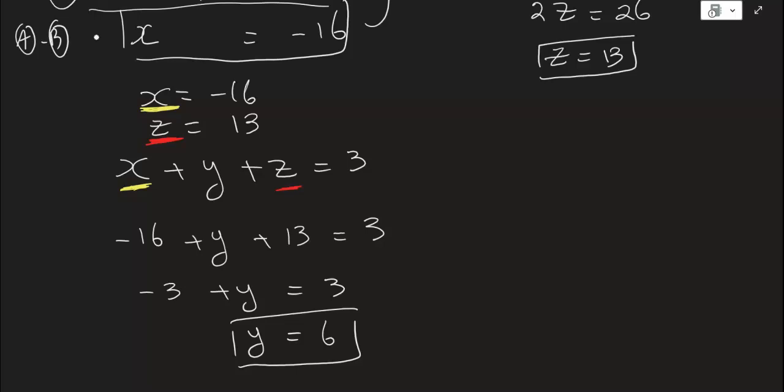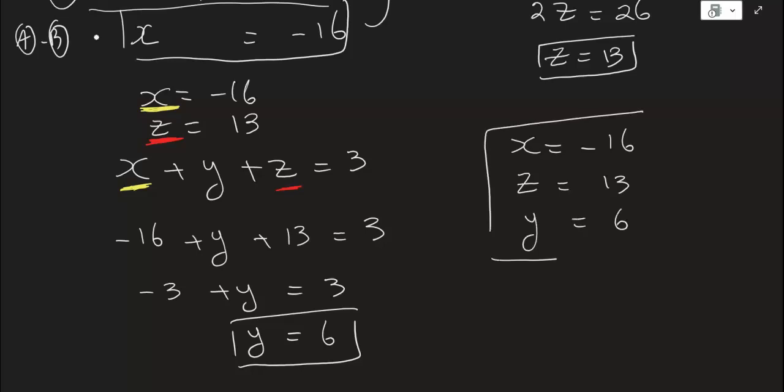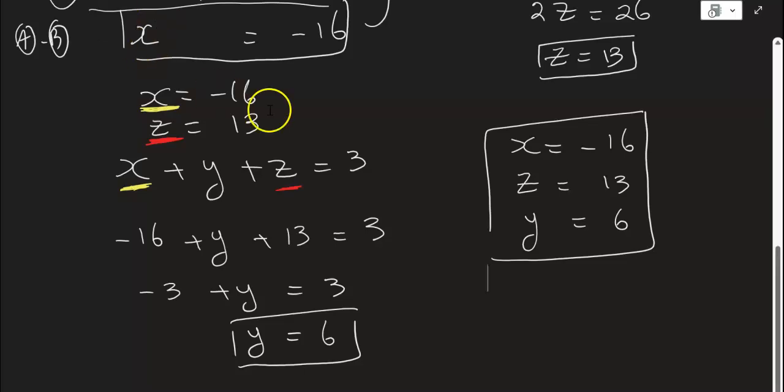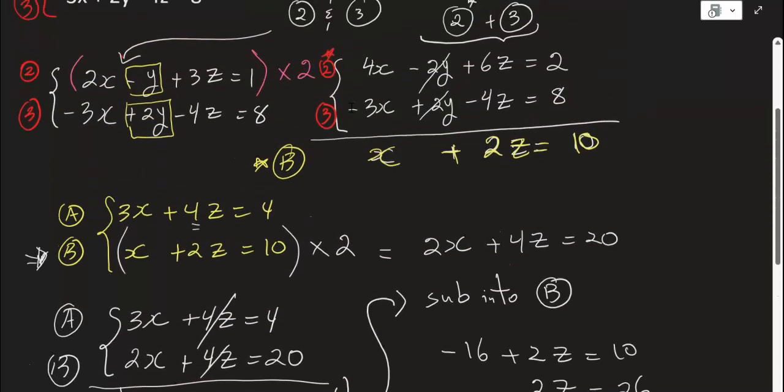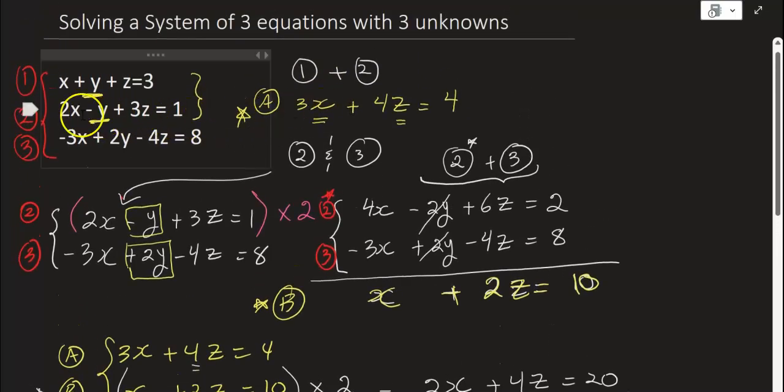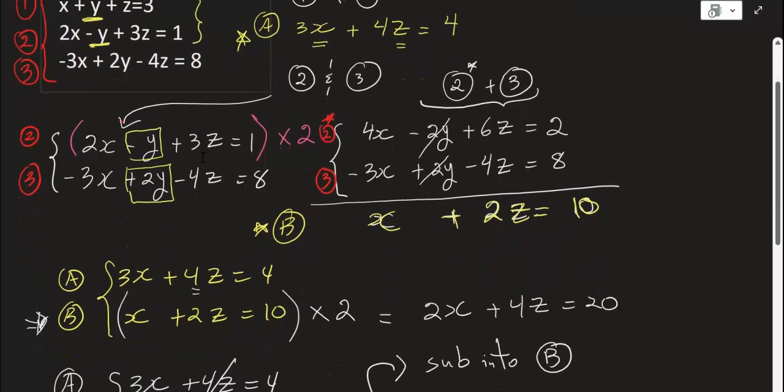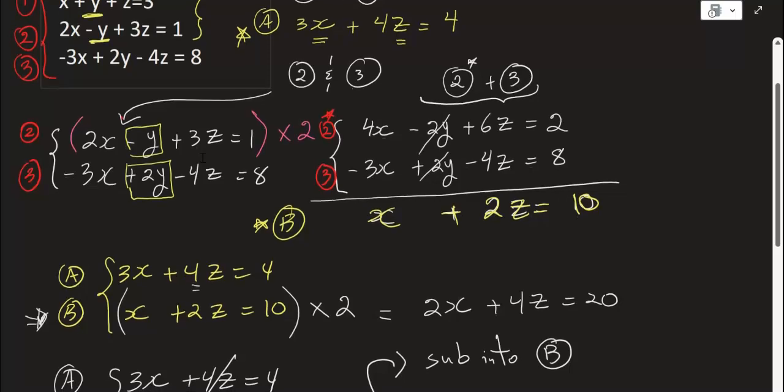Therefore, now we have all the three values. x is negative 16, z is 13, and y is equal to 6. These values should work and must work for every single original three-variable equation. When you plug it into equation number 2, it should work. If you plug into number 3, it also should work. Now let's check quickly equation number 2: 2x minus y plus 3z equals 1.